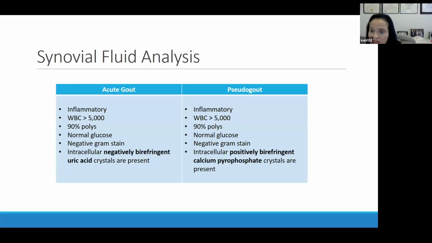Again, it's an inflammatory synovitis, so we see a high white cell count, but usually not as high as in gout. It has a polypredominance. Glucose, again, is normal, which is reassuring against it being a septic joint, and the gram stain being negative also serves to reassure. When you look at it under polarized light, however, you will see small, intracellular, stubby-shaped, positively birefringent crystals, which is the physicochemical property of calcium pyrophosphate, as opposed to the negative birefringence of monosodium urate.